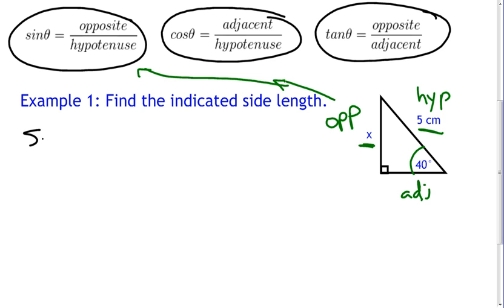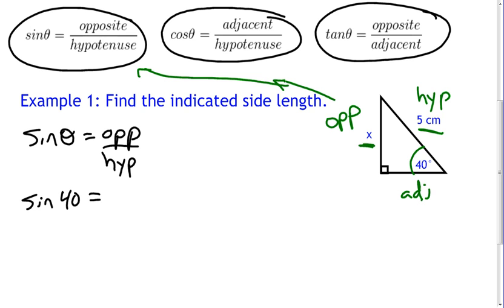So sine theta is equal to the opposite over the hypotenuse. And then you can just fill in the values that you have. We know that the angle theta is 40 degrees. We know that the opposite side is unknown. We called it x. And the length of the hypotenuse is equal to 5. What we need to do now is to solve this equation for x.